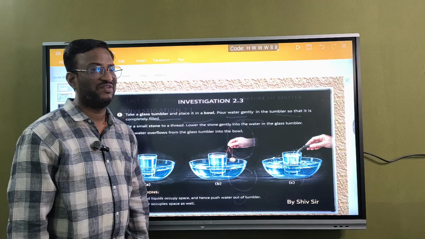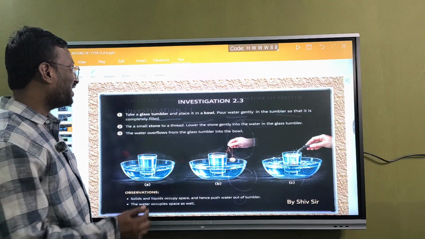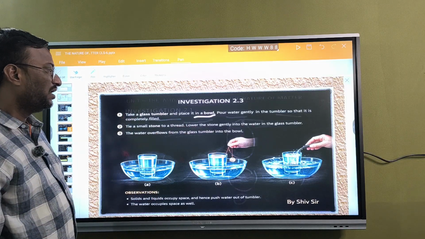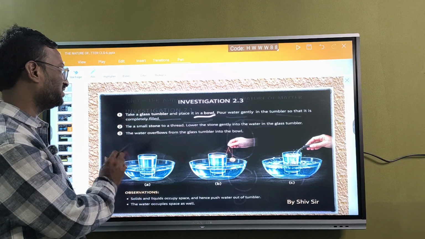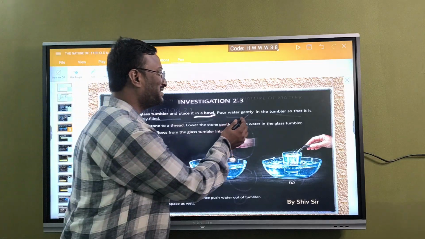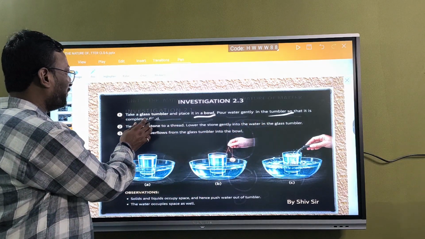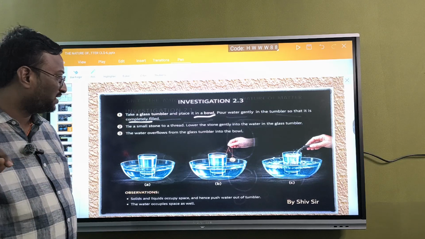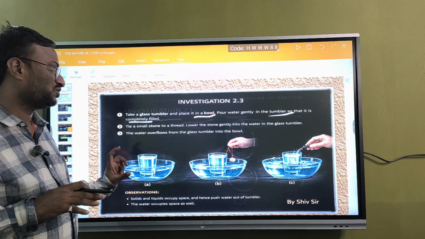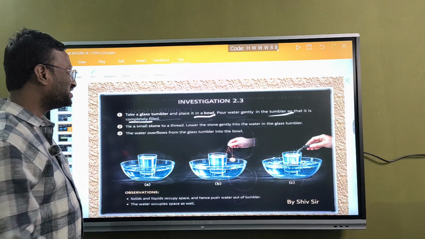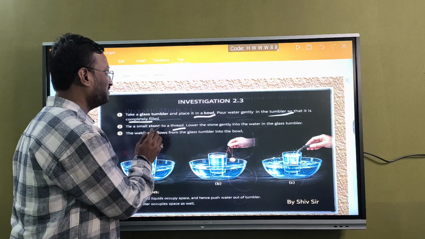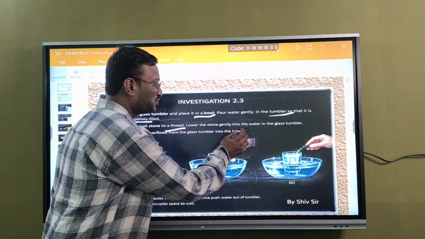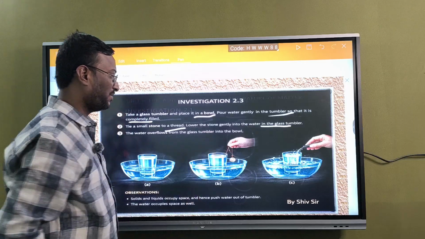We go for one more investigation. Take a glass tumbler and place it in a bowl. We have taken a glass tumbler and we just place an empty glass tumbler in the bowl. Pour water gently in the tumbler so that it completely fills. ఏం చేయాలి? వాటర్ కంప్లీట్గా ఫిల్ అయ్యేటట్టు నీళ్ళు పోయాలి దేంట్లో గ్లాస్లో. Tie a small stone to the thread. Lower the stone gently into the water in the glass tumbler.